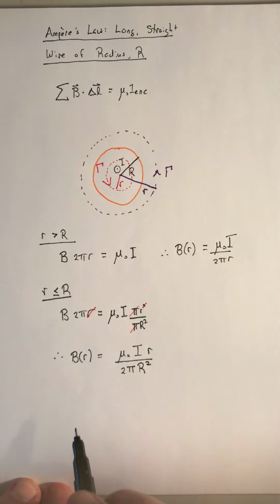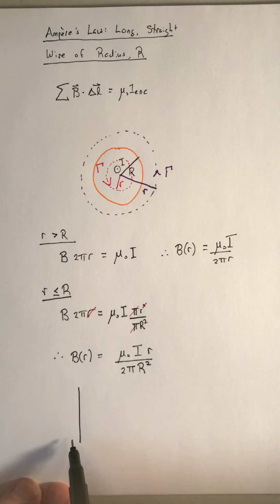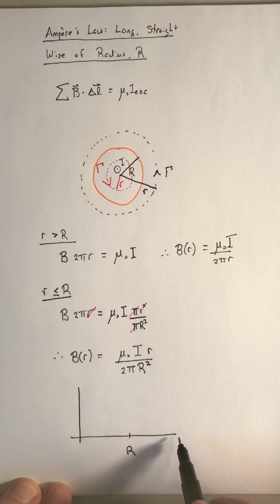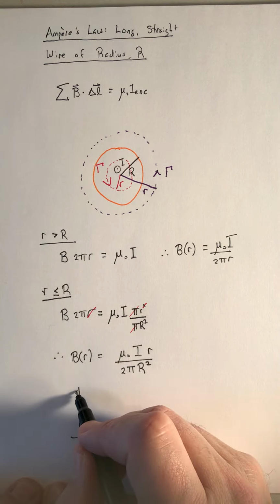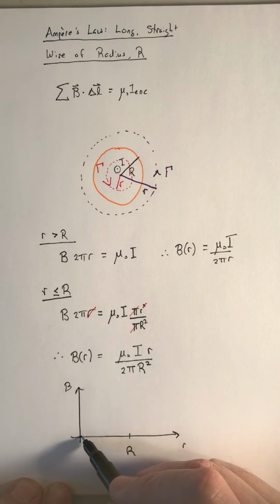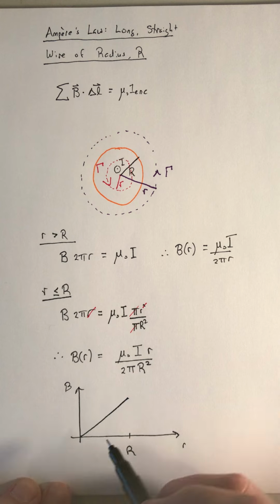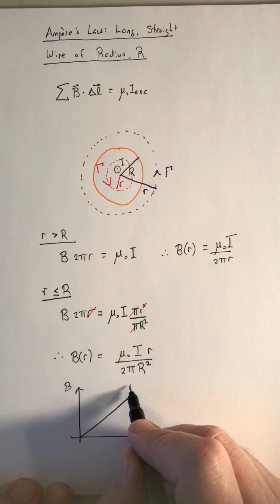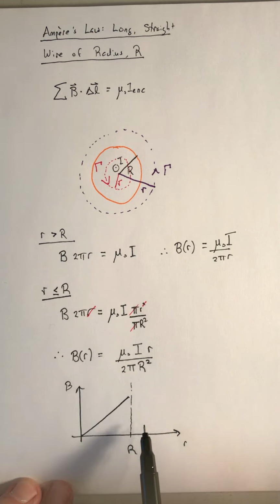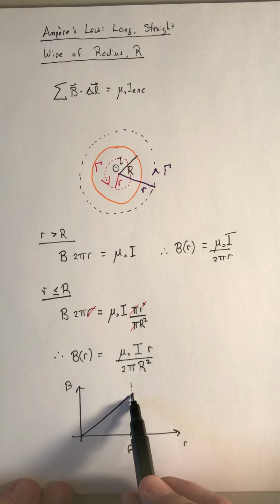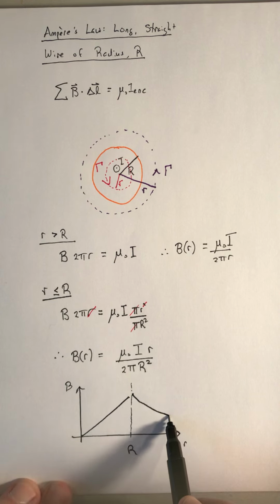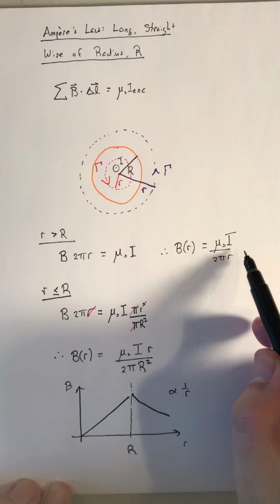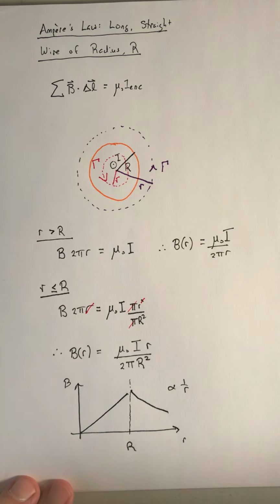So if we think about a plot of what the magnitude of the magnetic field is, where that's where we run out of wire, the magnetic field is going to be a linear function of radius until I hit the radius of the wire, a capital R, and then it's going to fall off as 1 over radius. Because outside the wire, the magnetic field of a long straight wire falls off as 1 over R.